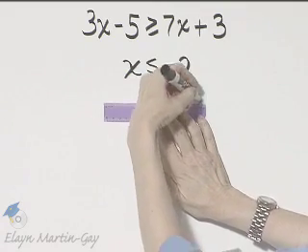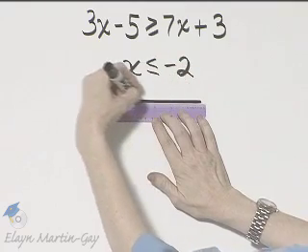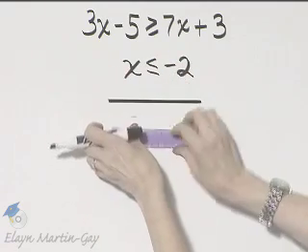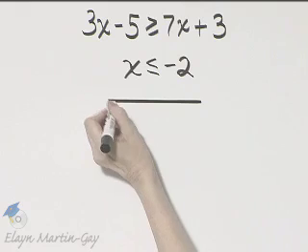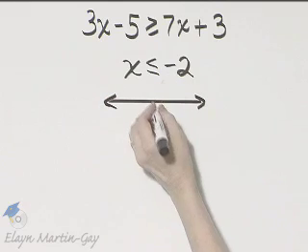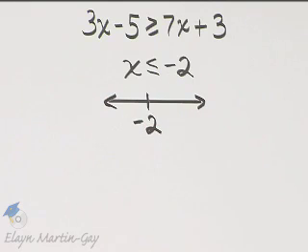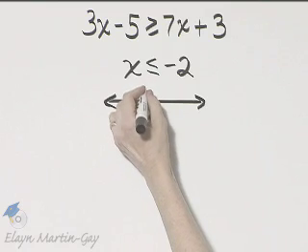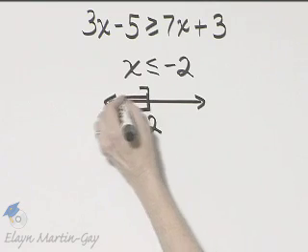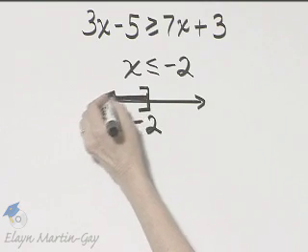So I'll just draw a little line here, a short line segment, and I'll put arrow heads on the end. Somewhere I'll place negative 2. And how do we graph? I'll place a bracket, negative 2, and I'll graph to the left.